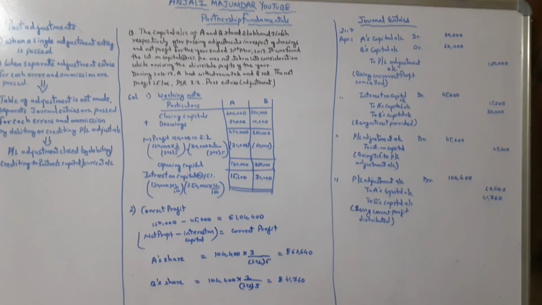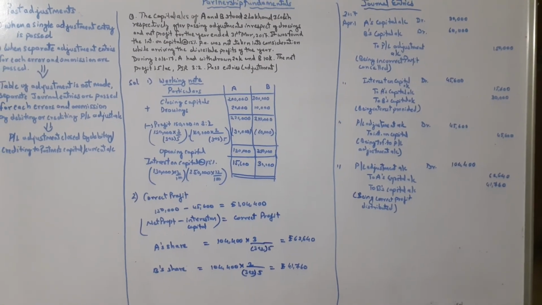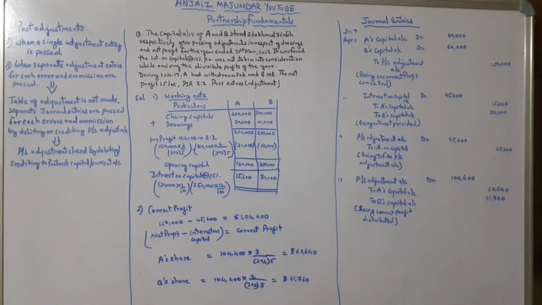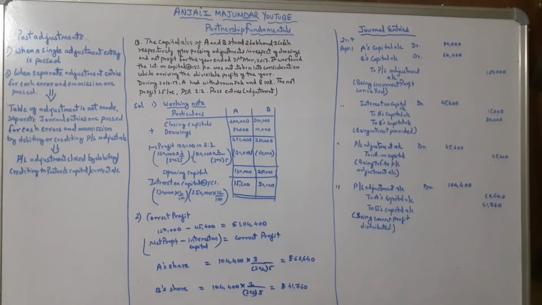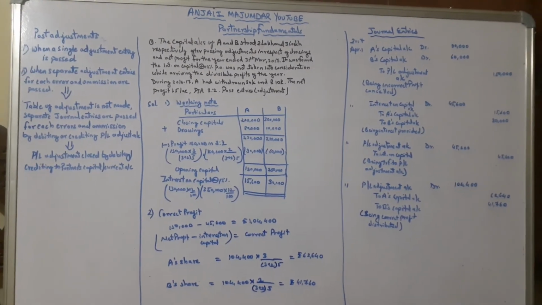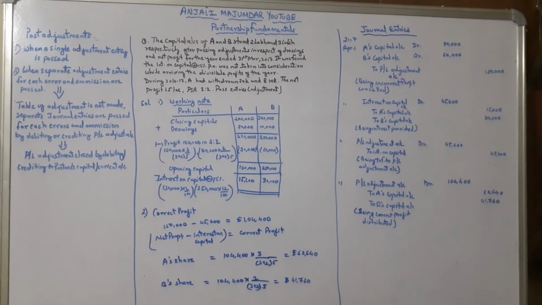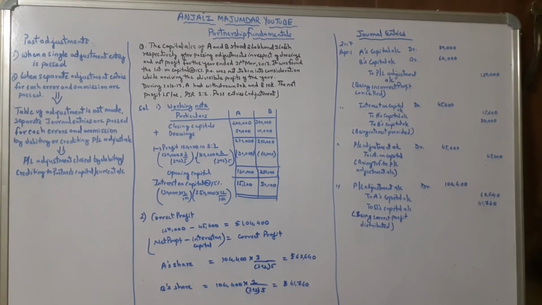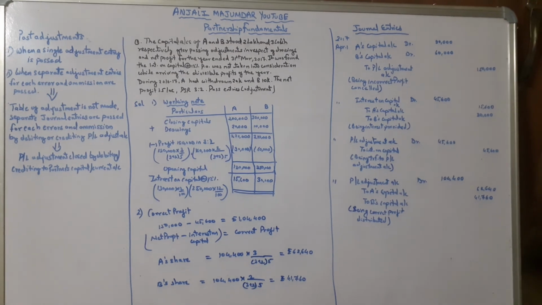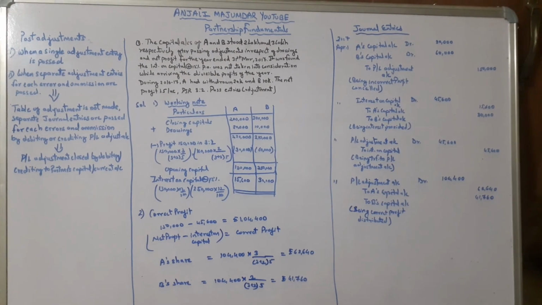So the second method says do not make an adjustment table, but show working notes wherever required and pass journal entries. Whatever errors and omissions are made, transfer them to the P&L adjustment account, and after that the P&L adjustment account is closed by transferring it into the partners' capital accounts.